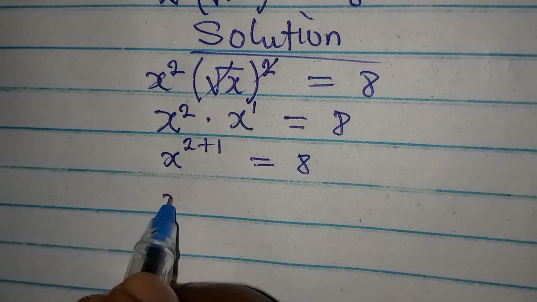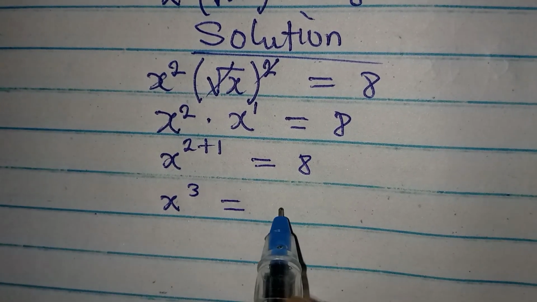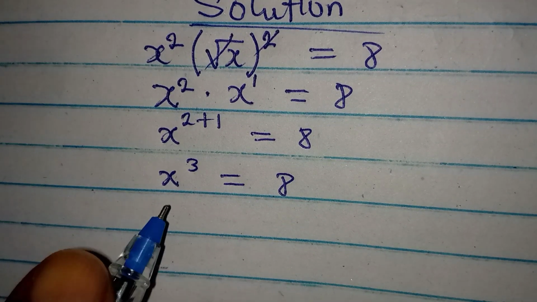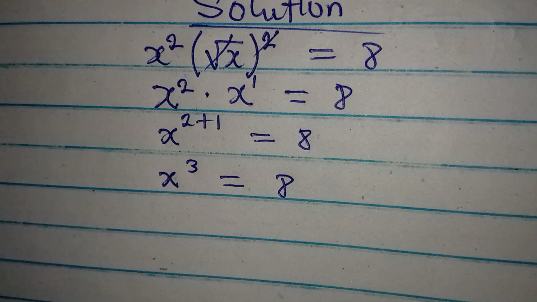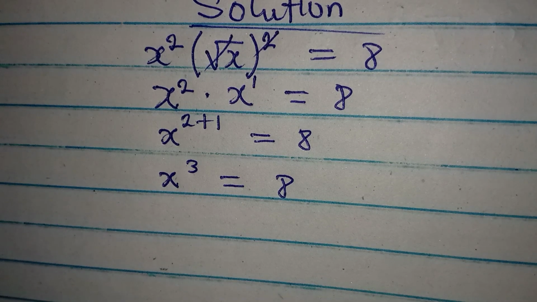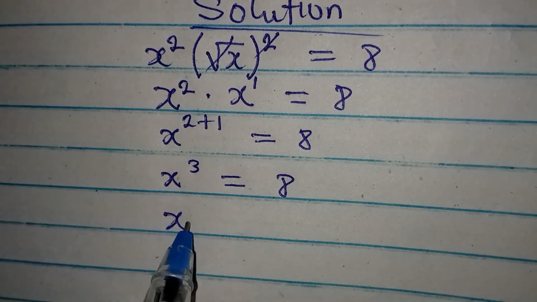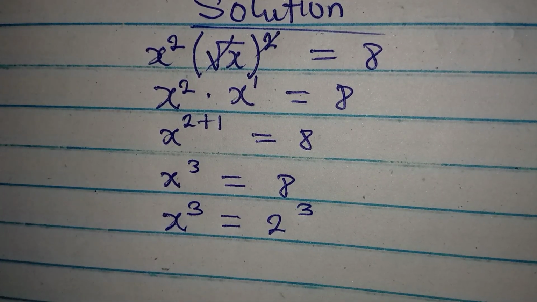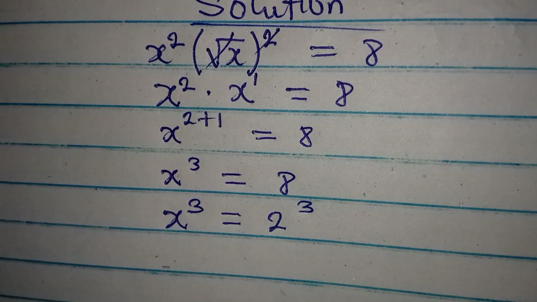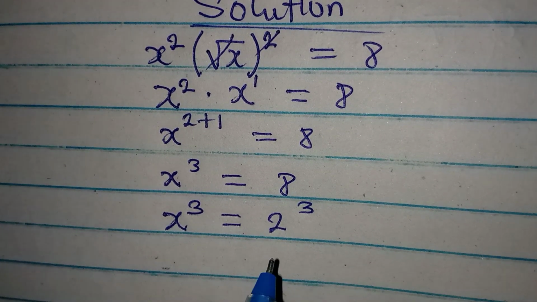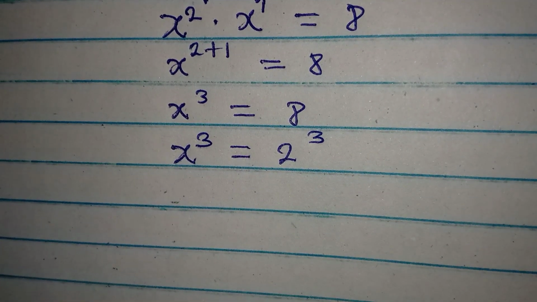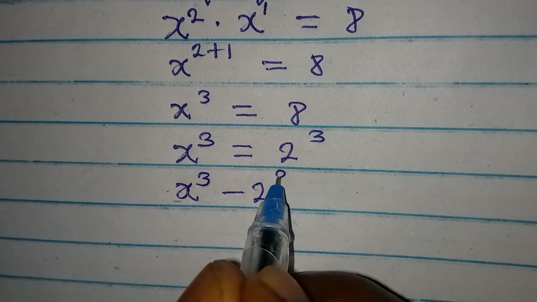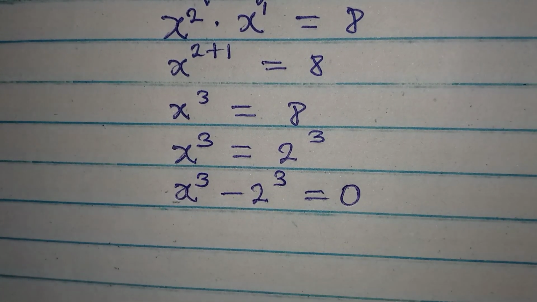Now to proceed, we are going to have x to the power of 3 equal to 8. Now we are going to solve this completely, so we cannot take the cube root of both sides because we want to get as many as 3 solutions, right? So x to the power of 3 should be equal to 2 to the power of 3. And from here again, we cannot equate the bases because the powers are the same. What you will do is bring everything to one side. So we have x to the power of 3 minus 2 to the power of 3 equals 0.